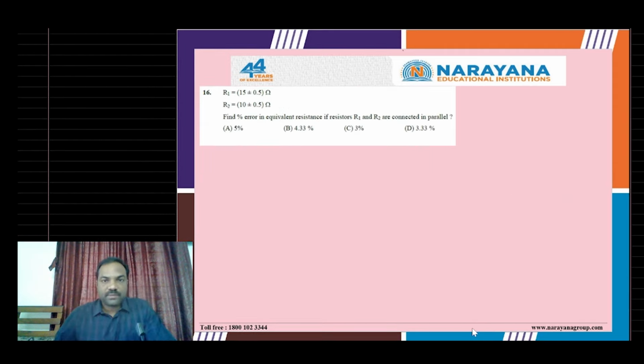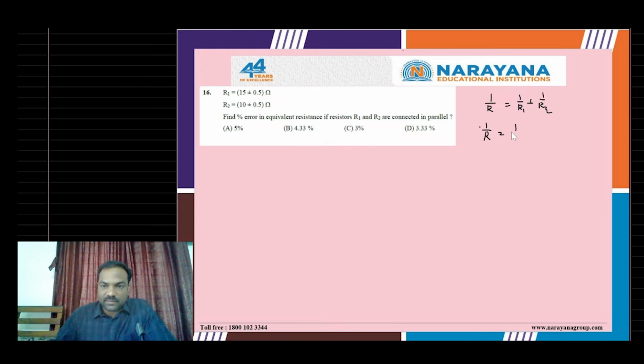So here we go with question number 16. Here they have given 2 resistors connected in parallel, and they are asking for percentage error. So we know the percentage error calculation. First of all, let us go with 1 by R is equal to 1 by R1 plus 1 by R2. This is the parallel combination. Let us calculate what the R value is exactly.